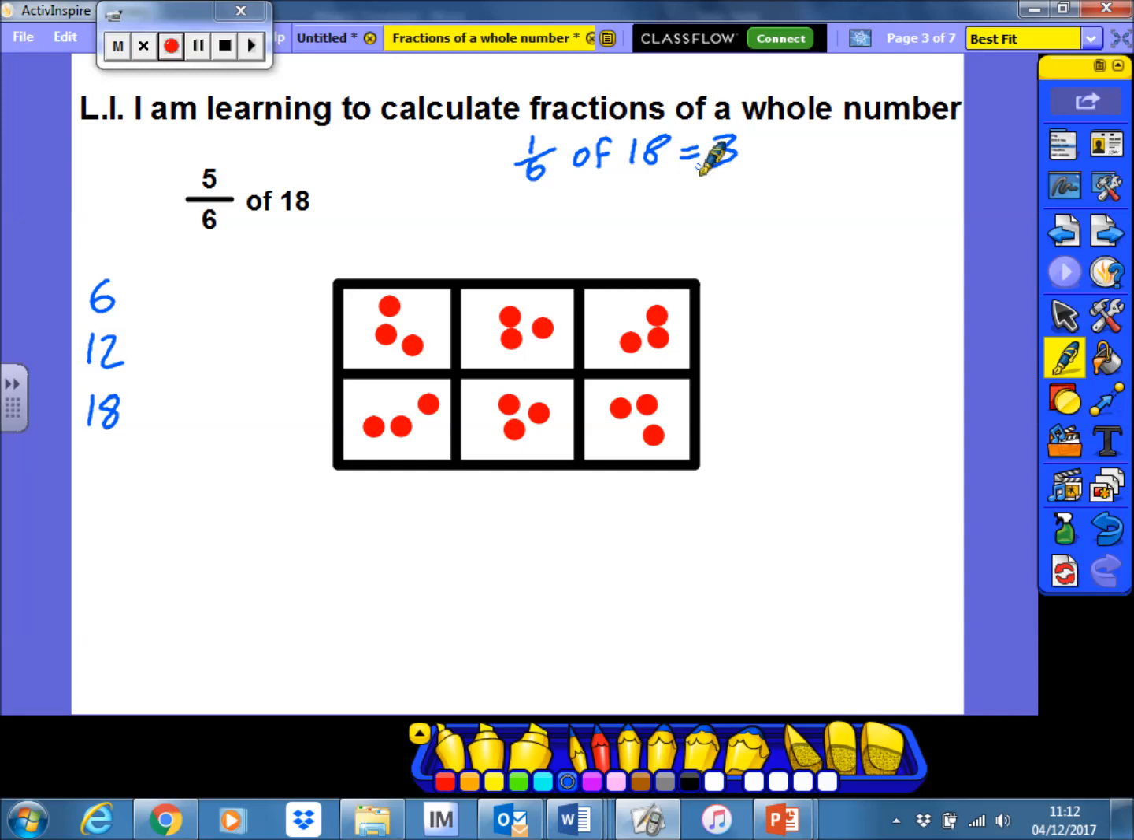So 5/6 will be 5 times bigger. We're going to be looking at all of these ones here. So 5/6 of 18 will be 5 times this number. So 5 times 3. And so our final answer for this one has to be 15. And if we count up all the counters in this group, indeed we will get the answer 15. So 5/6 of 18 is 15.